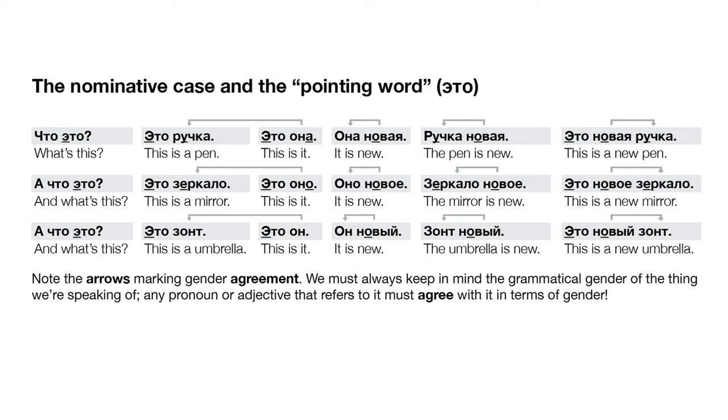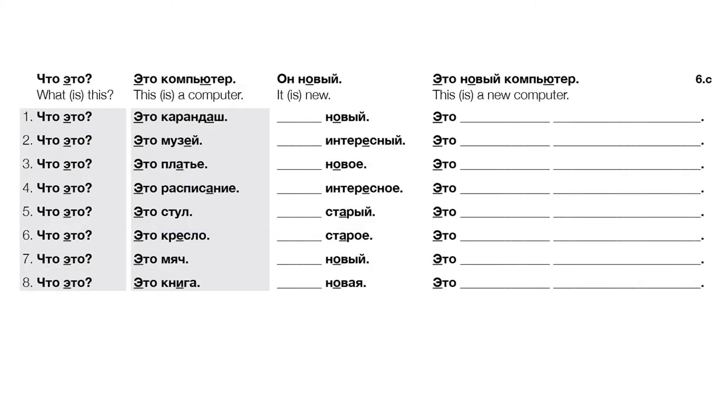Okay, another quick exercise. Now again, we are pointing at something, we're asking about it, we're pointing out what it is, and then we're saying it is whatever, right? And so for the pronoun, we're choosing between basically he, she, and it in Russian, even though we're talking about objects here.